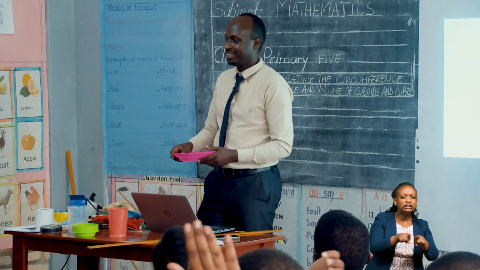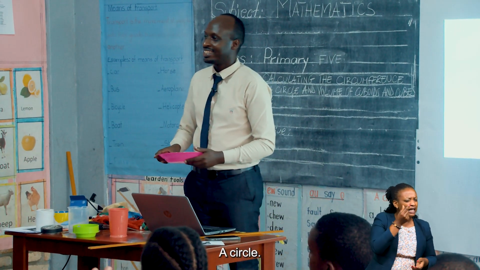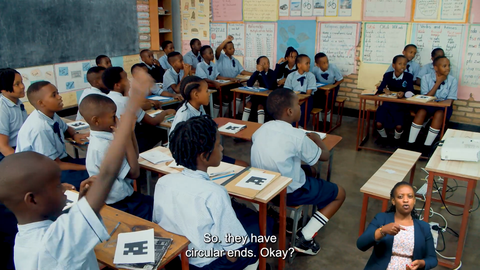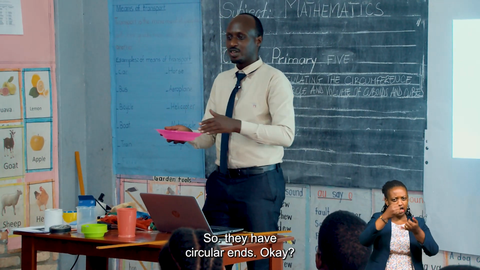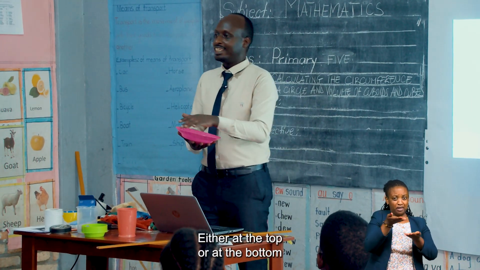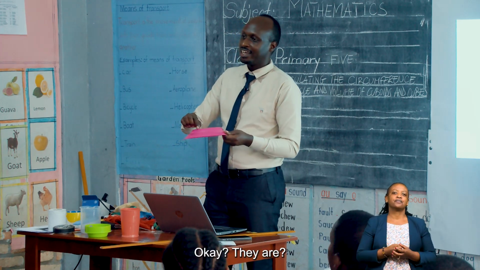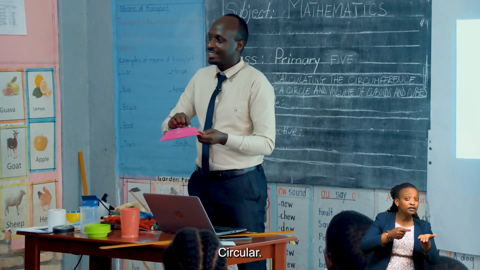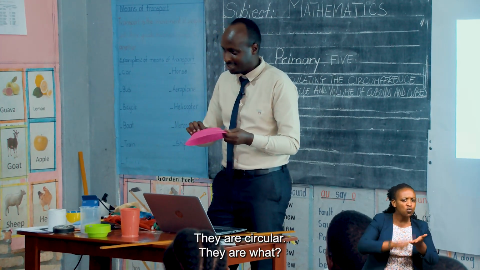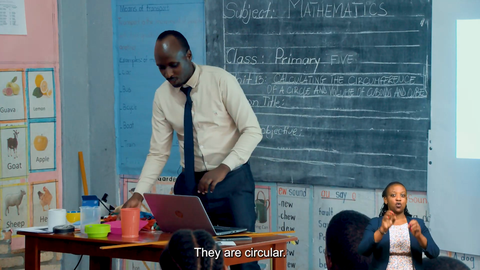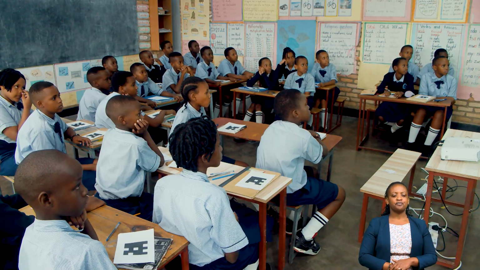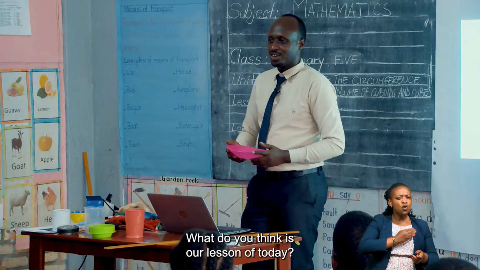Okay, all these objects here presented to you have one thing in common. What is it? Yes, a circle. So they have circular ends, okay? Either at the top or at the bottom. They are circular. What do you think is our lesson of today?